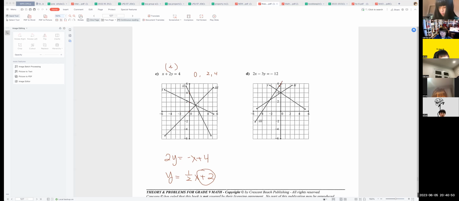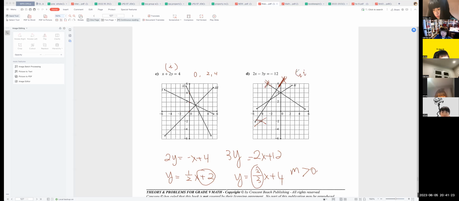Okay, again this one. First of all, let's look at what its y-intercept is, and then we look at what its m is. So 2x plus 12 equals 3y, so y equals 2 over 3x plus 4. So obviously, number 3, you're out of the game. And this m is bigger than 0, so number 1, I'm sorry, you are out of the game. So the answer is 2.